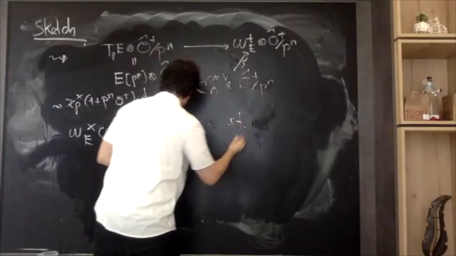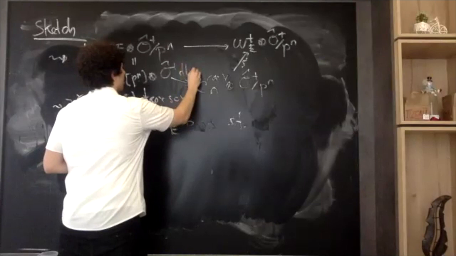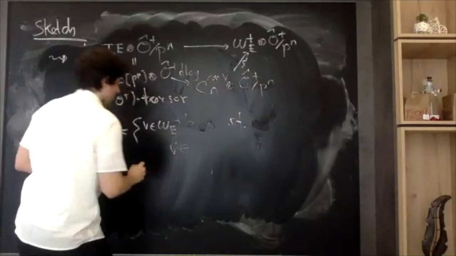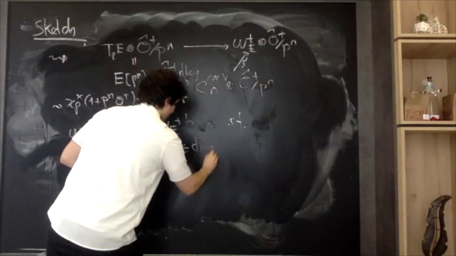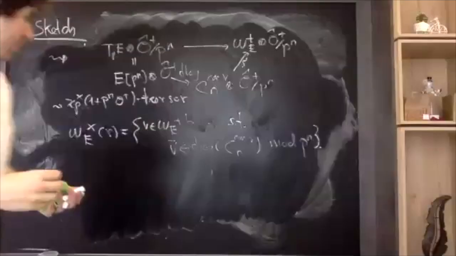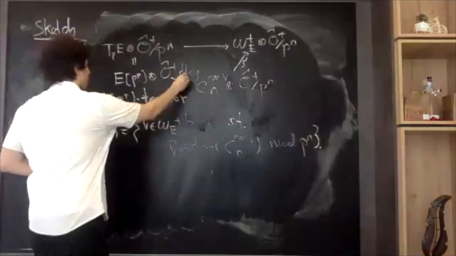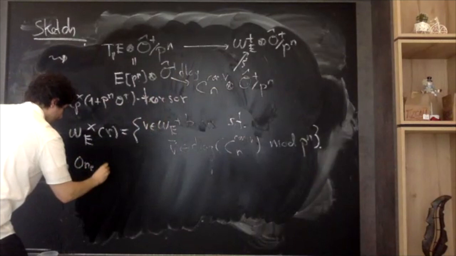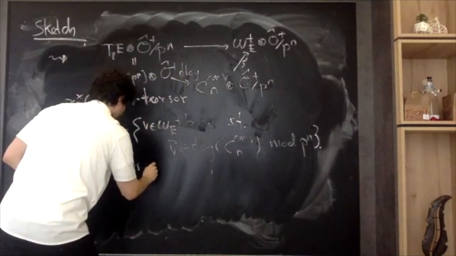Such that, well, within this D-log map, we have that B belongs to the image of the canonical group, the dual of the canonical group, mod P to the N. Okay. Using this D-log map, one defines the overconvergent modular shift.